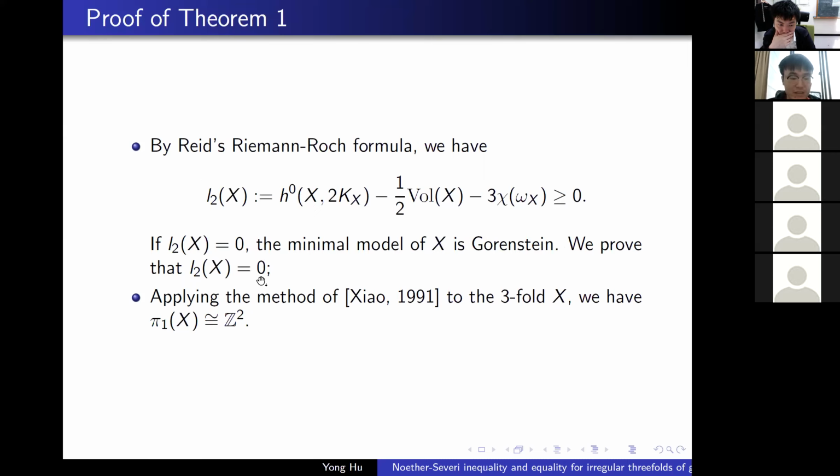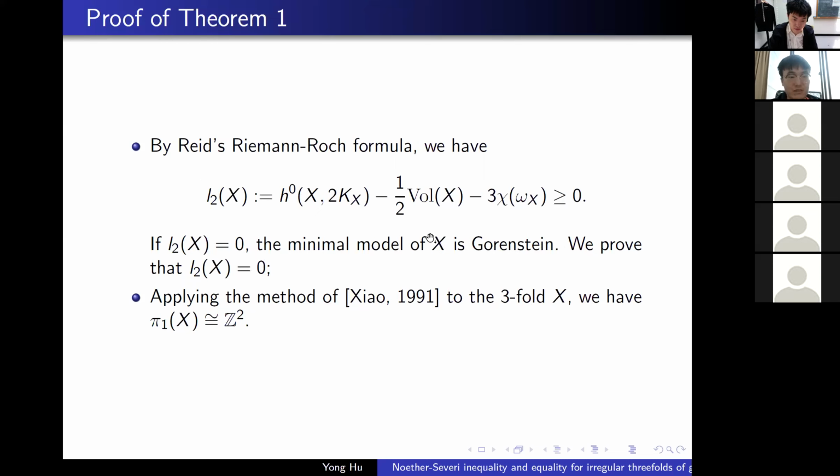Then in the last step, we apply the method of Xiao Gang in 1991 to the threefold X. We prove that the fundamental group of X is isomorphic to the fundamental group of the Albanese variety, which is just Z², because the Albanese variety is a smooth elliptic curve. Okay, this is the proof of our Theorem 1.